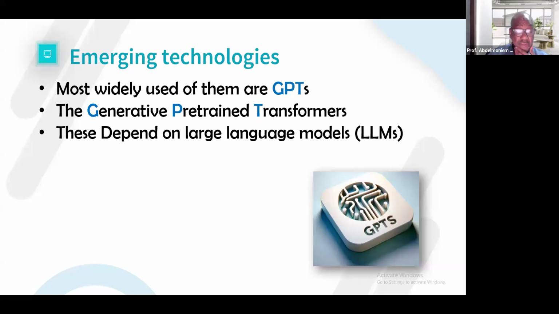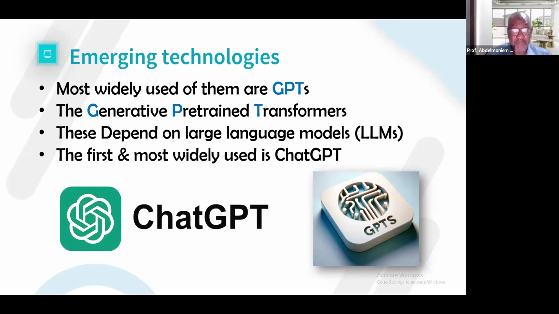They depend on large language models because they depend on chatting, speaking to them, and they depend on special language models that are used to train these GPTs. Now, the first one that appeared in the market and the most widely used is ChatGPT. And probably all of you have started using ChatGPT. But today we are going to touch on how this ChatGPT can be used for research.